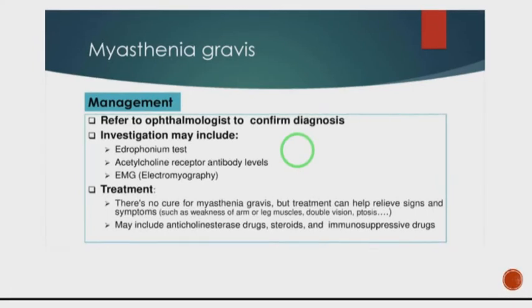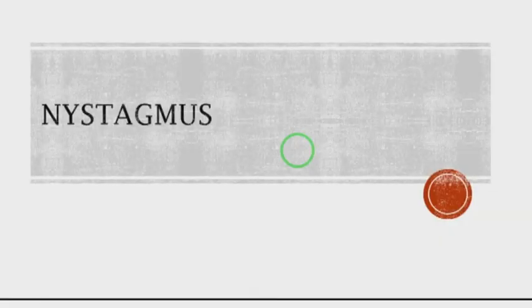There is no cure for myasthenia gravis because it is an autoimmune disease. It's a lifelong treatment. We give the patient anticholinesterase drugs, steroids, and in severe cases we may give immunosuppressive drugs. The last aspect in our lecture is nystagmus.